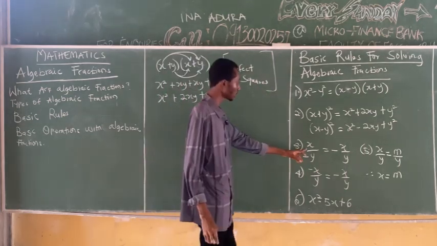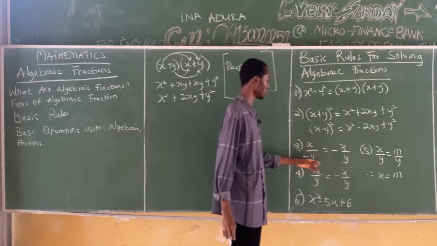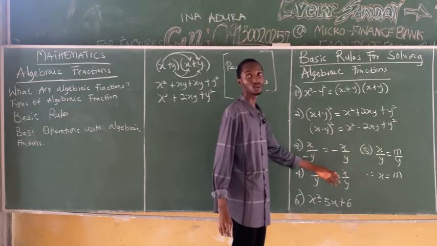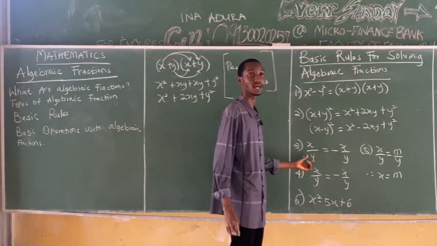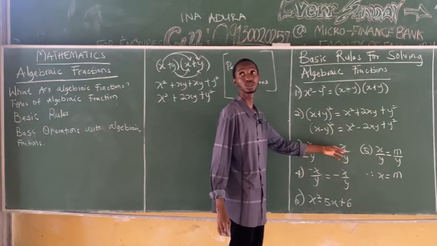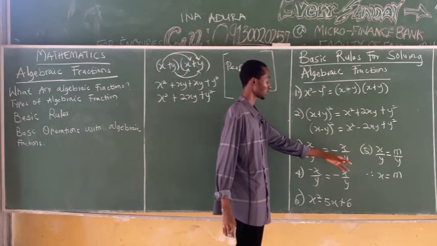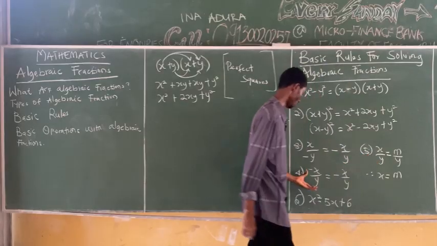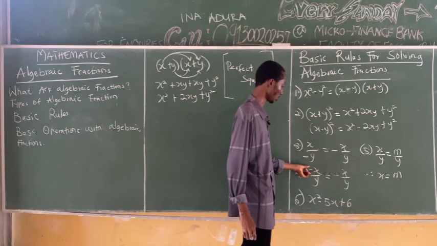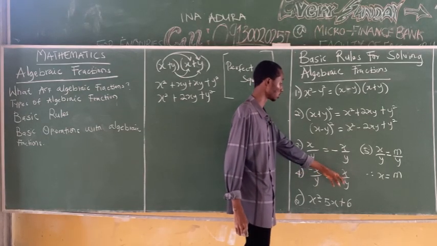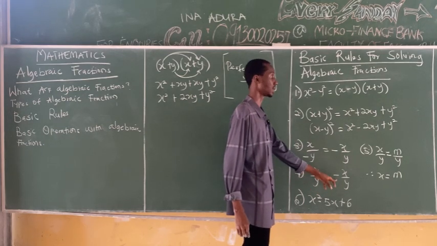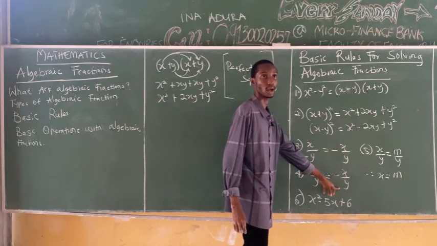The third one here says x over minus y is equal to minus x over y. What this particular rule is talking about is that the negative sign does not only affect the denominator here, it affects both the numerator and the denominator. The same thing is applied here. In this fourth rule, the negative sign does not affect only the numerator here, it affects both the numerator and the denominator. So minus x all over y is the same thing as minus x over y.